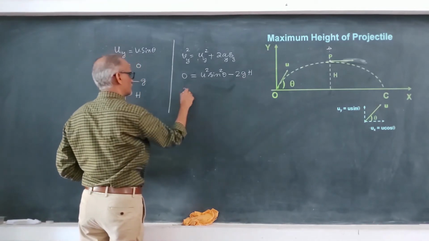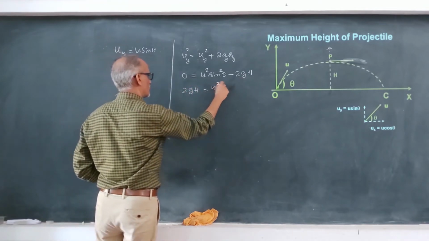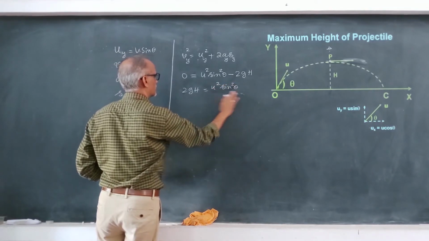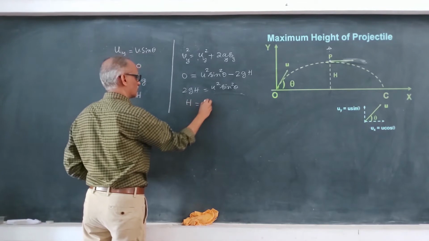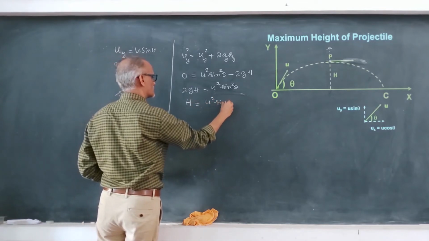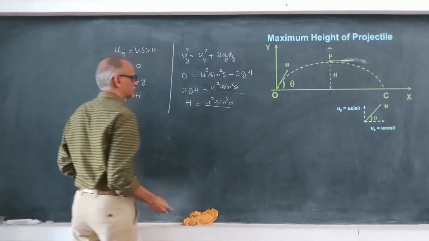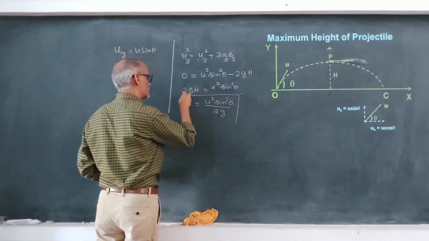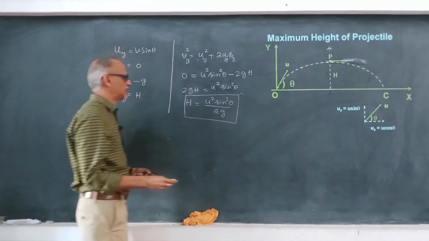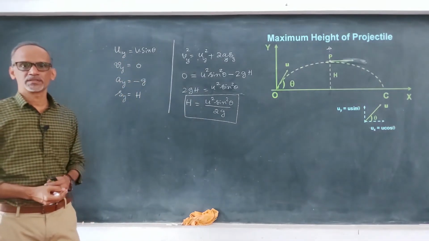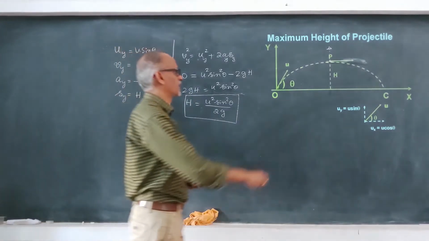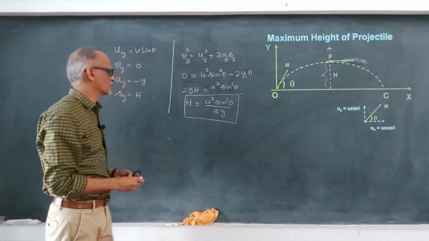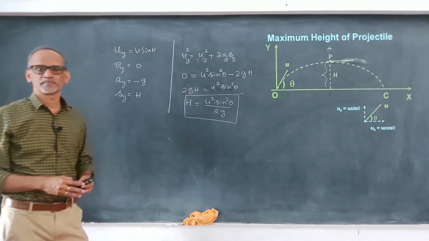So, bring this to the left: 2gh is equal to u square sin square theta. So, what is h then? h is equal to u square sin square theta by 2g. So, this is the expression for the maximum height reached by the projectile. What is the maximum height? The expression for maximum height is given by h is equal to u square sin square theta by 2g.